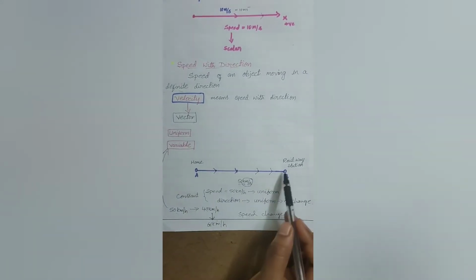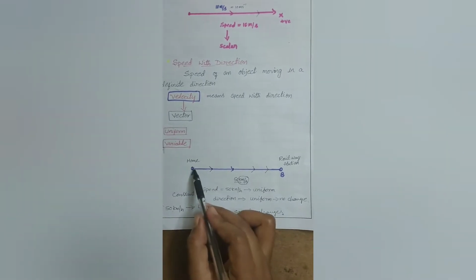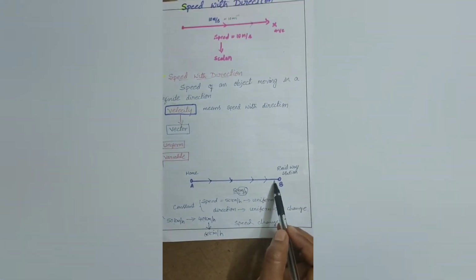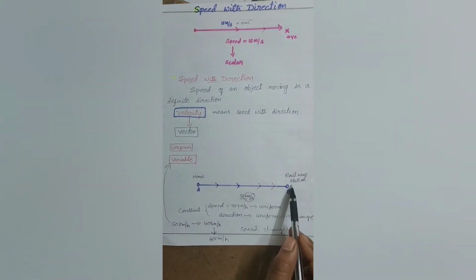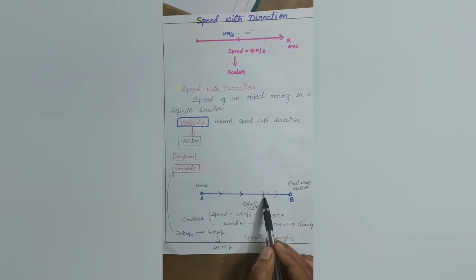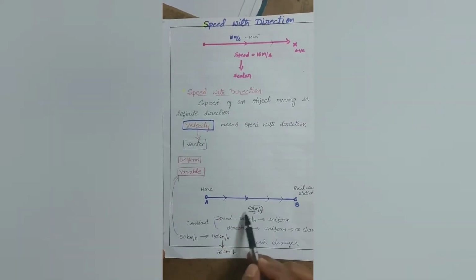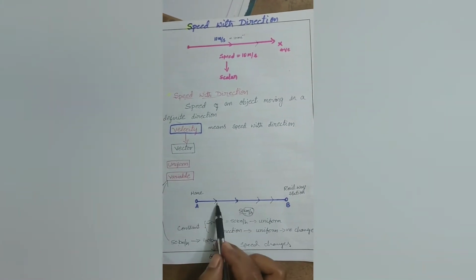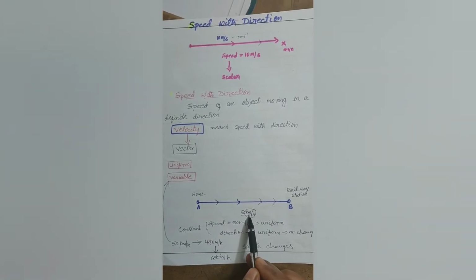Suppose I consider an example. Here a straight road connects our home and the railway station. On this straight road, I want to go to the railway station. You can imagine that you go in a car. Suppose our car moves in this direction at a speed of 50 kilometers per hour. At this point, the speed of that car is 50 kilometers per hour.